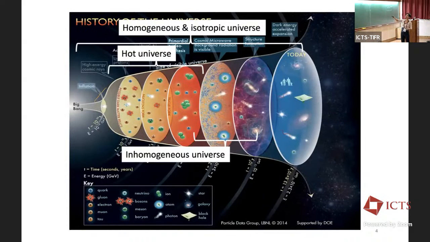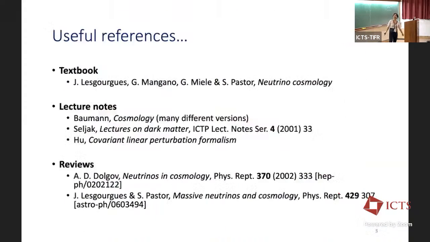So the homogeneous isotropic universe is basically just background Friedmann, Lemaître, Robertson, Walker cosmology. The hot universe concerns the first few seconds after the Big Bang, whereas the inhomogeneous universe part of the lecture course here concerns mainly how things evolve in the late time universe to give us the structures that we see today.